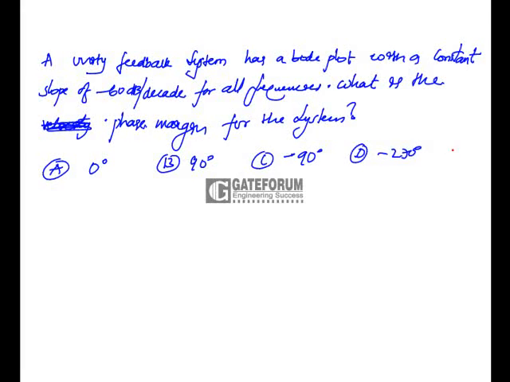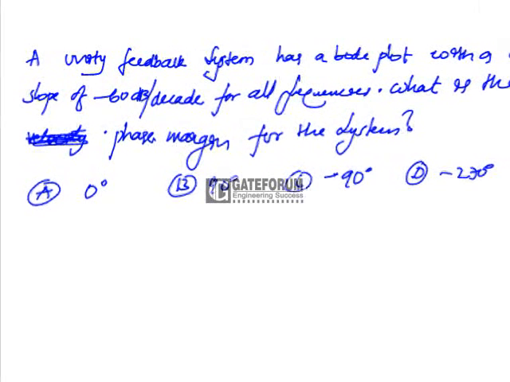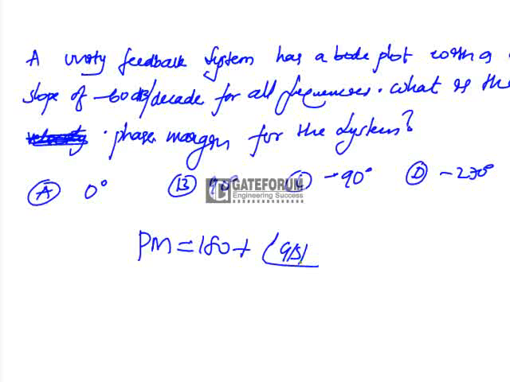If a system has a Bode plot with a constant slope of minus 60 dB per decade for all frequencies, what is the phase margin for the system? Okay, phase margin is given as 180 plus angle of the system, G of s and H of s. He has given it is having a constant slope of minus 60 dB per decade.